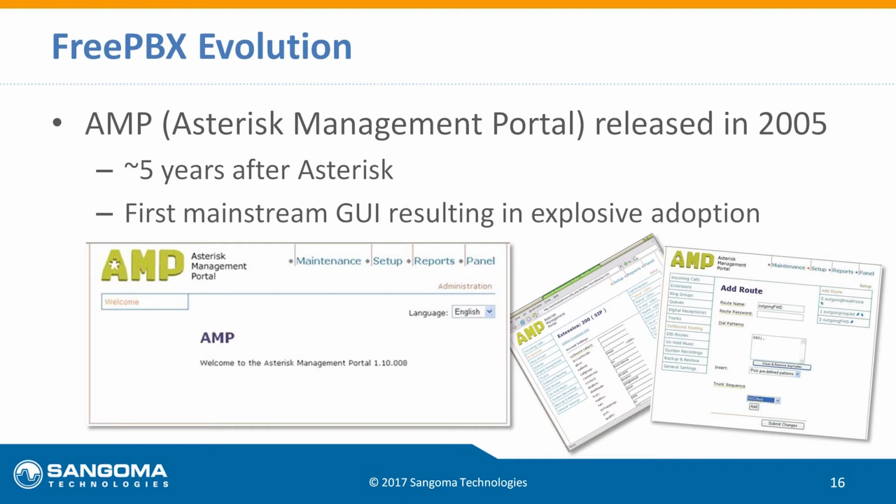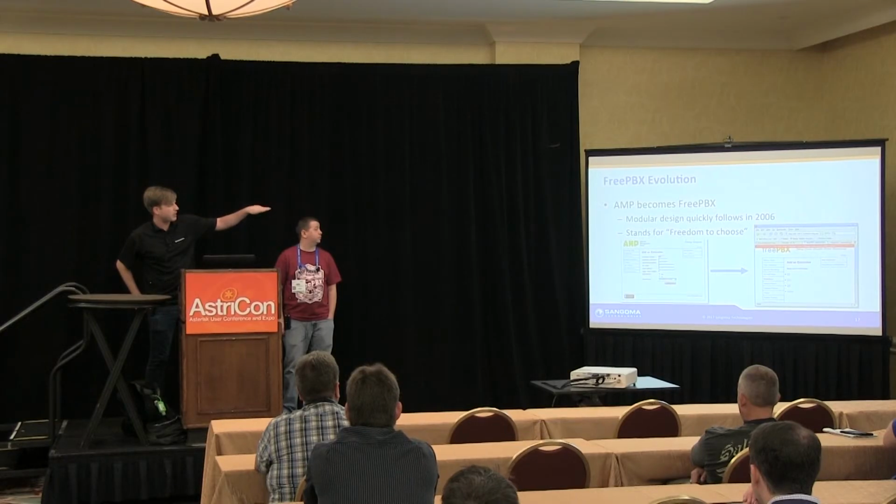Then in 2006, it changed from AMP to FreePBX because Asterisk was a trademark. So you can't make it seem like it's the same product that maybe they're releasing. So it changed to what you see over there, FreePBX. But you can see that the design is still the same. It's just expanding. There's more on the left side now, and there's more on the top bar there on the right, right?